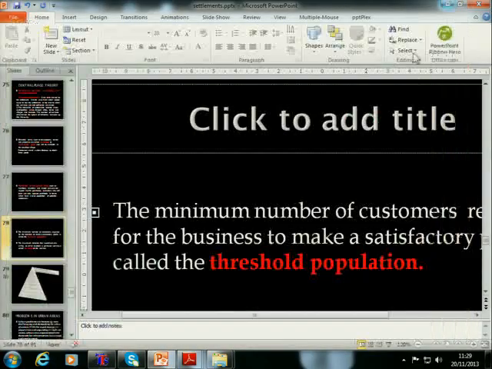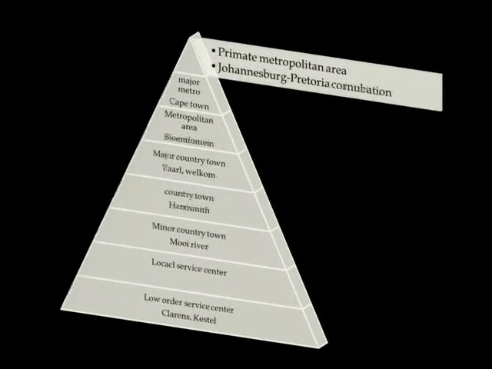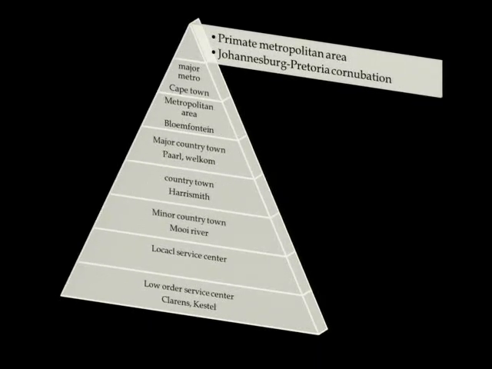Now let's go on and look at the other concepts that we have to work with. There. What do you see? Urban hierarchy. Can you see that? Now, as it starts, look, you have the low order service center. I have tried to make examples, guys. We have Clarens and Kestell. These are small towns in the Free State. They provide low order services. They've got low order goods.